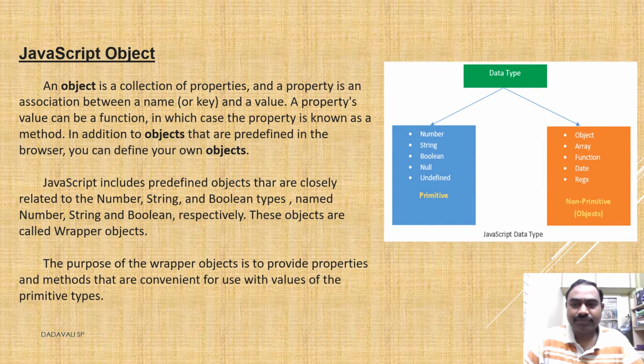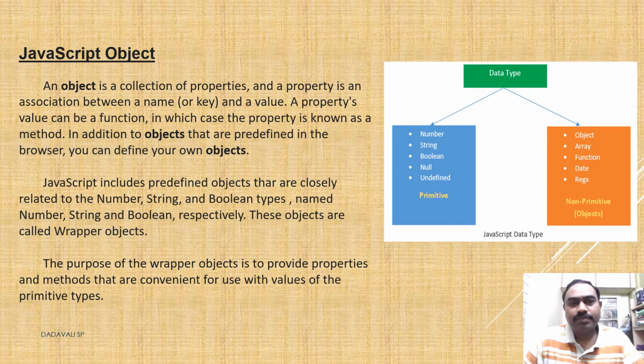Dear students, we discussed in the last session primitive data types like numbers, strings, booleans, null, undefined. Now we will discuss JavaScript objects. It is a non-primitive data type. Here, JavaScript supports only objects; there are no classes.